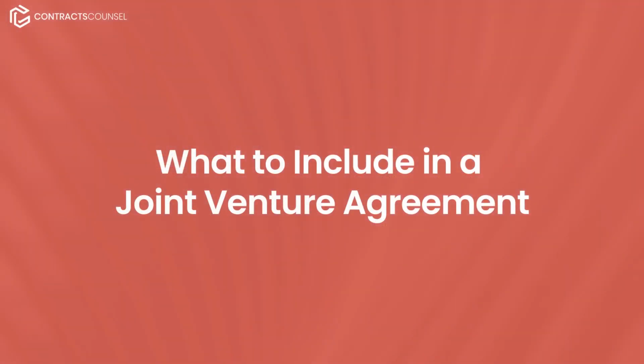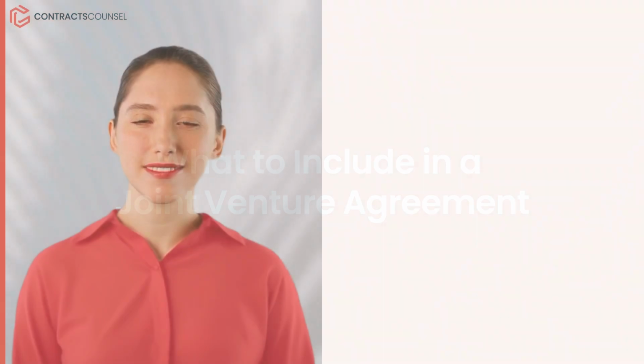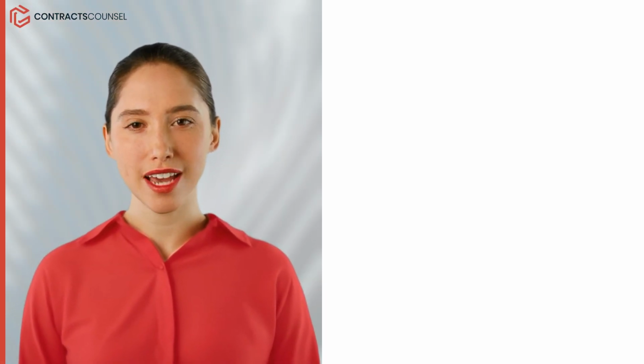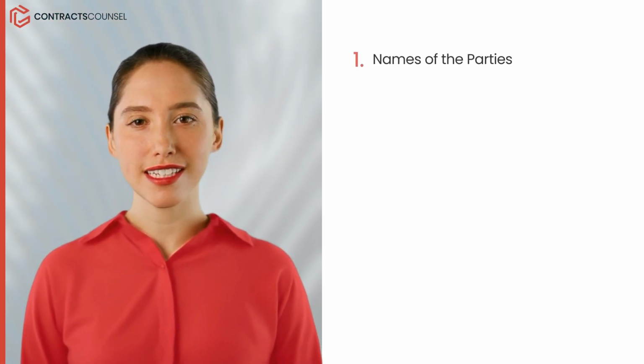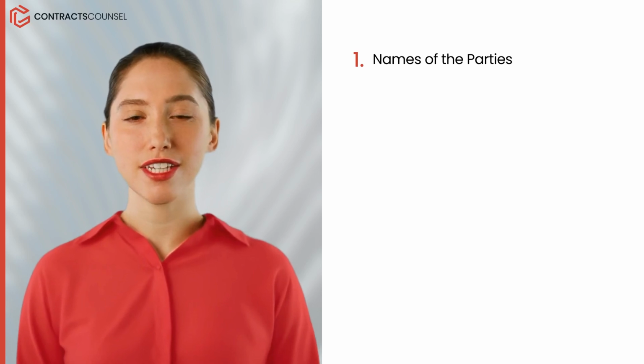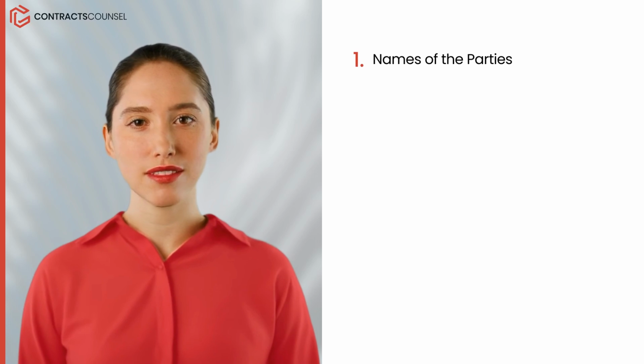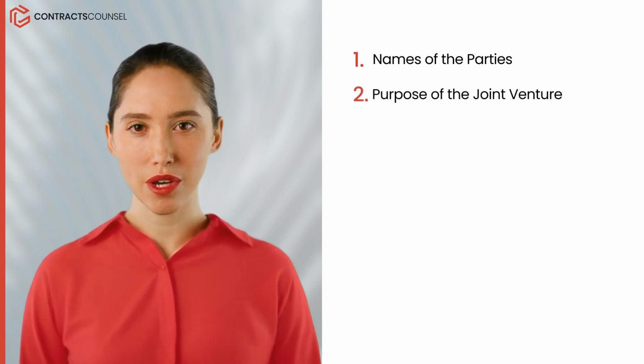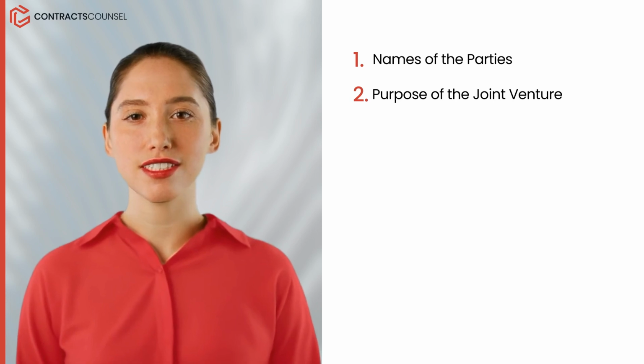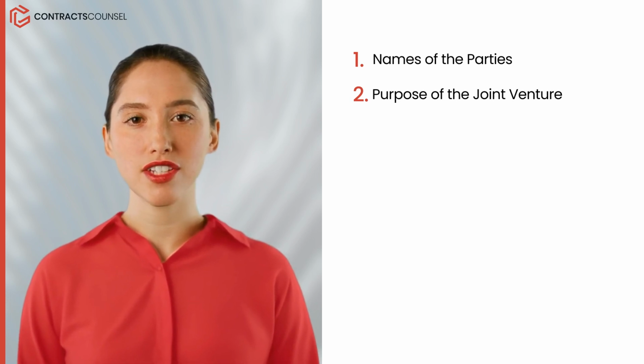What to include in a joint venture agreement? There are common terms used in joint venture agreements. Here are some you will find. 1. Names of the parties. The agreement includes the legal names of all parties involved in the joint venture. 2. Purpose of the joint venture. This clause clearly describes the goals and objectives of the joint venture.